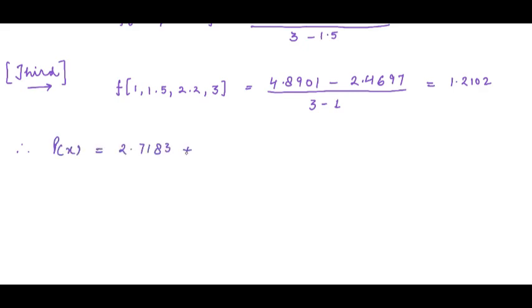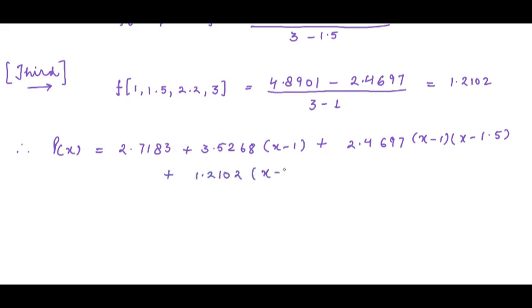Therefore, the Newton polynomial P(x) becomes 2.7183 plus 3.5268 multiplied by (x minus 1), plus 2.4697 multiplied by (x minus 1)(x minus 1.5), plus 1.2102 multiplied by (x minus 1)(x minus 1.5)(x minus 2.2).